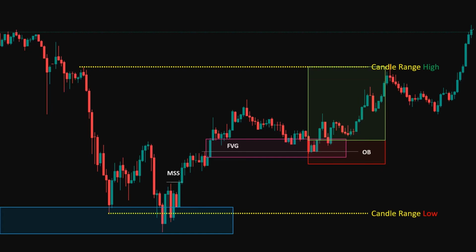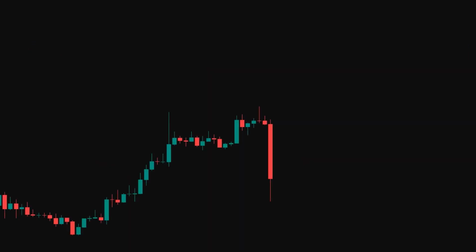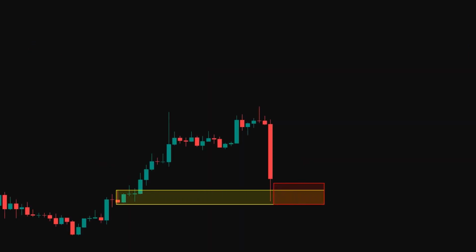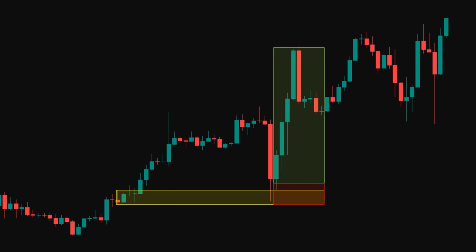And that's the power of candle range theory, combining time frames, reading structure, and tuning into smart money behavior. Sometimes it's not about what you see immediately. It's about knowing when to zoom out, stay patient, and shift focus.